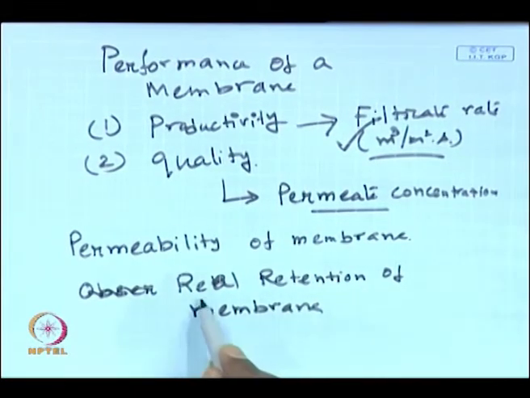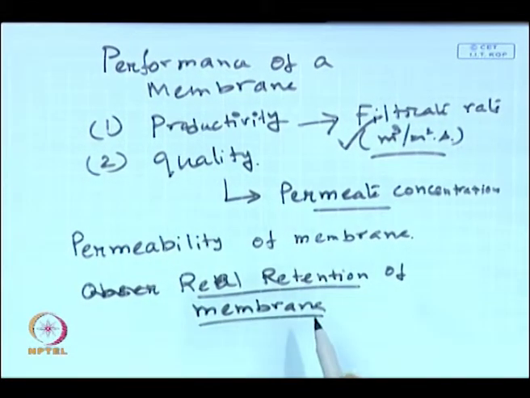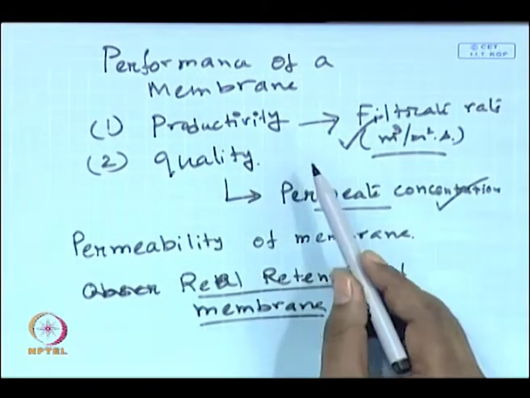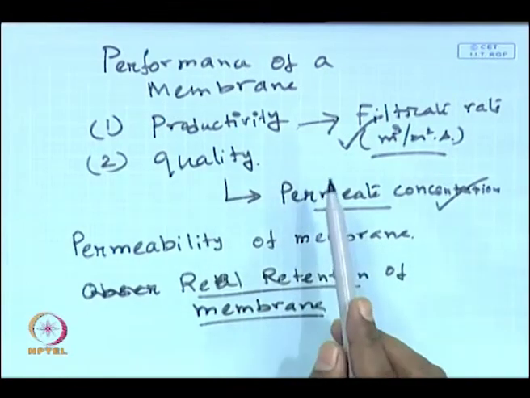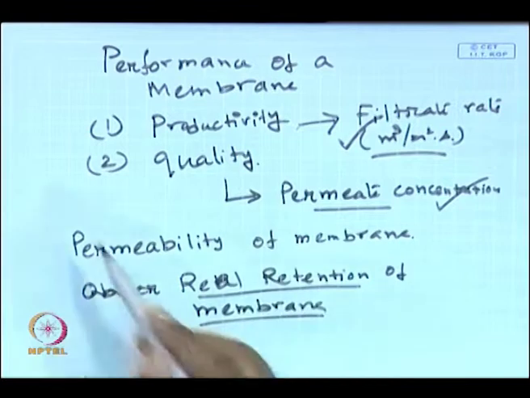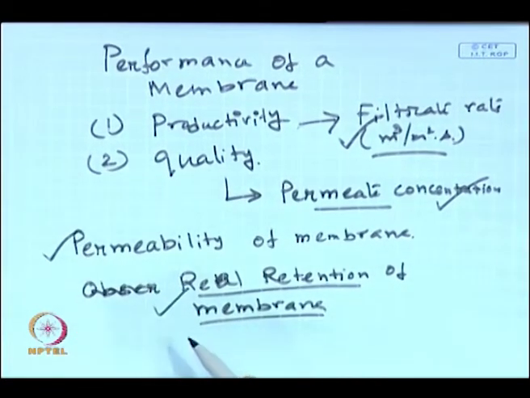Now, therefore, real retention is directly related to the quality of the membrane's performance. So, these two parameters, productivity and quality, are directly related to the two intrinsic properties of the membranes. One is the permeability, another is the real retention.